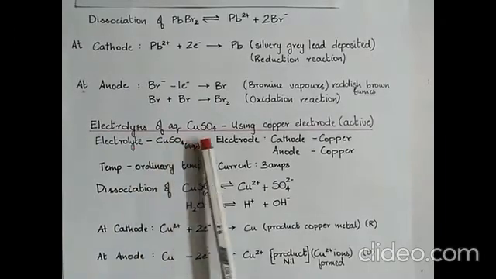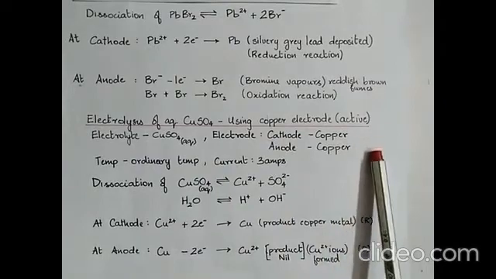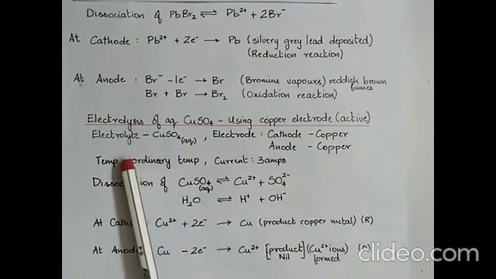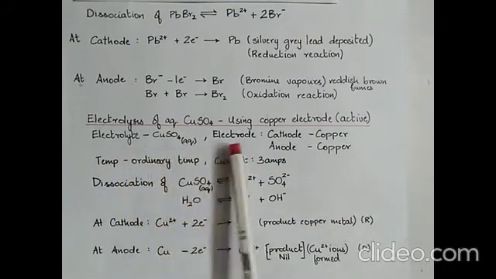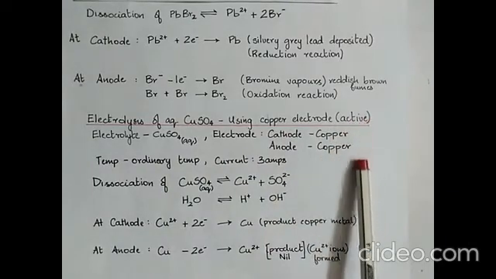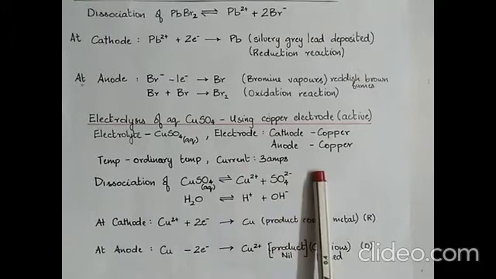Electrolysis of aqueous copper sulfate using copper electrode, that is active electrode. This is another example for electrolysis. So here we are going to study about electrolyte copper sulfate, electrode, cathode copper, anode is also copper, that is the active electrode. The temperature is ordinary temperature and the current passed is 3 amperes.